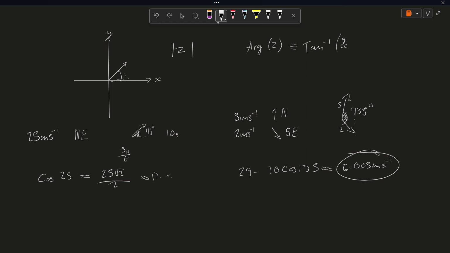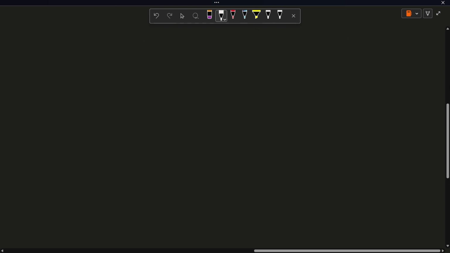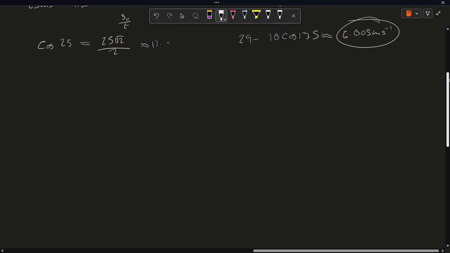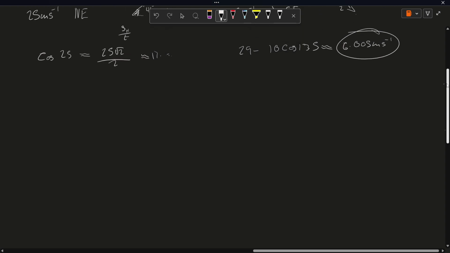You'll know the answer is generally right when it matches up with your initial resolved component or resulting component. It should always be less. If it's more, you've made a mistake. That's just physics. That can't change.